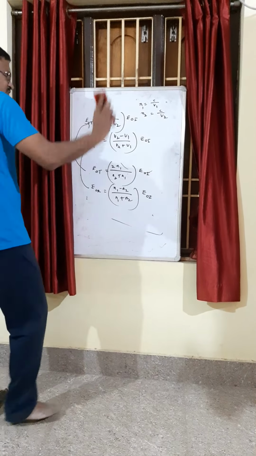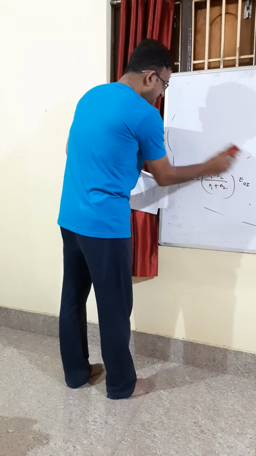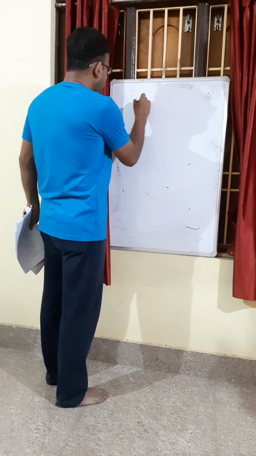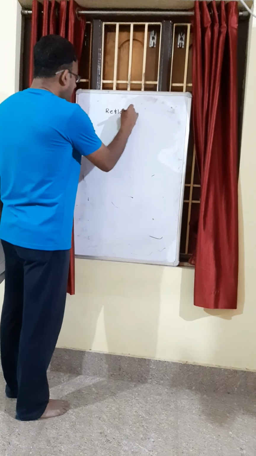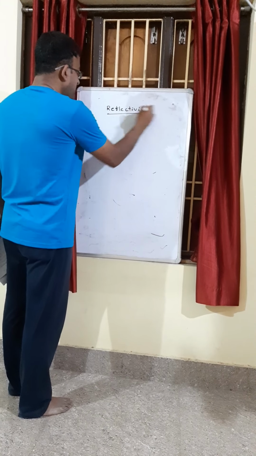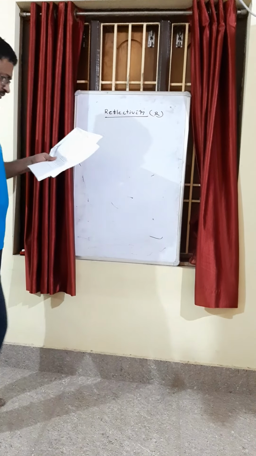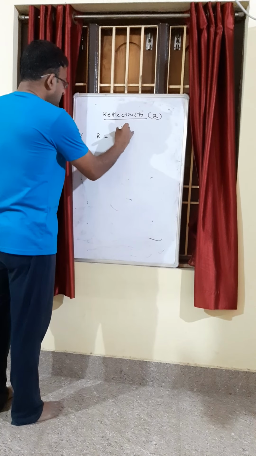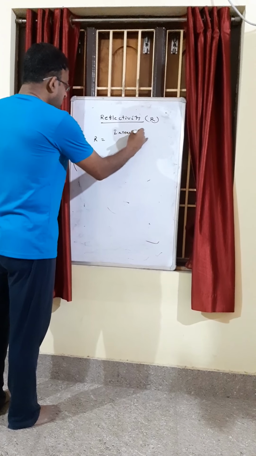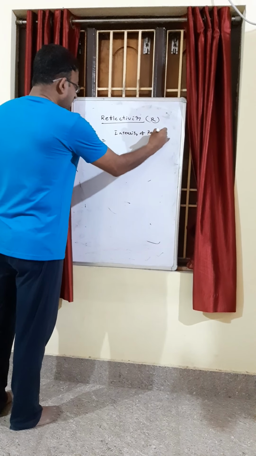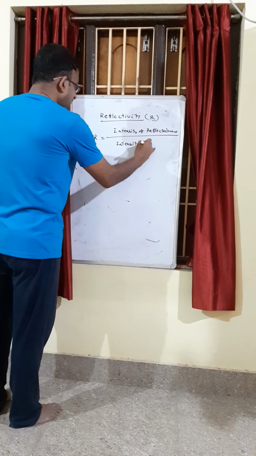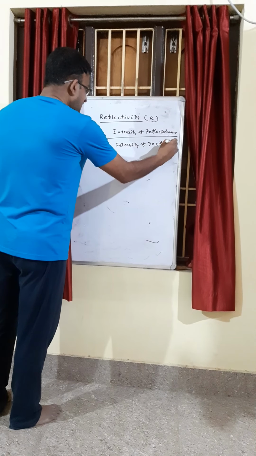Okay. So after these general discussions, the main objective is to evaluate reflectivity. This is symbolized as R. So what do you mean by reflectivity? Reflectivity is defined as the intensity of the reflected wave divided by the intensity of the incident wave.